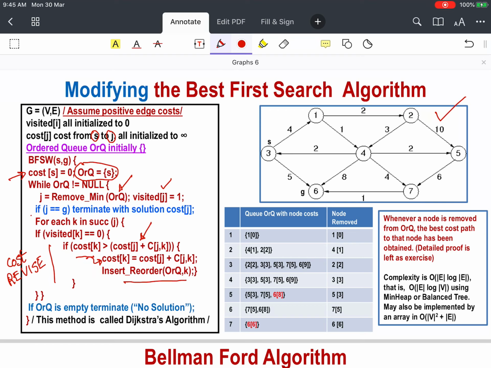If the node is new, we insert into the queue. If the node is an existing node in the open list or in the ORQ list, we then just retain it but reorder it because the cost has changed. We did a detailed example of this execution and we saw the sequence of nodes that were removed.